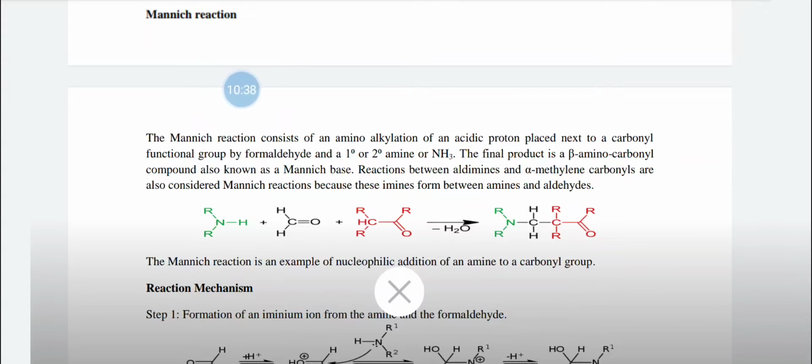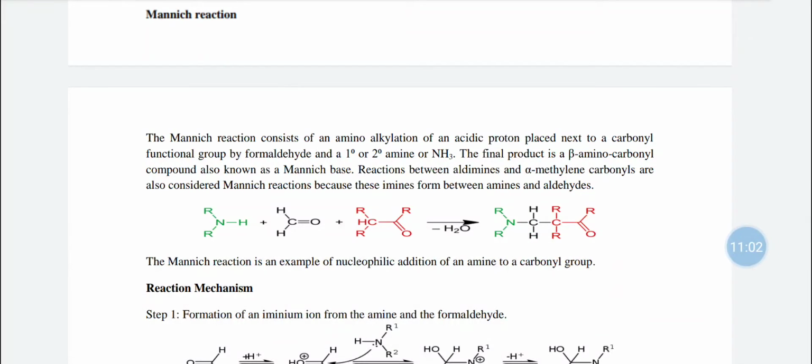Next one is the Mannich reaction. Here amines react with carbonyl compounds such as formaldehyde or any other carbonyl compounds and form a beta amino carbonyl compound, and it is known as a Mannich base, a beta amino carbonyl compound.